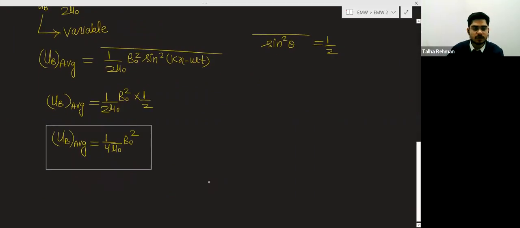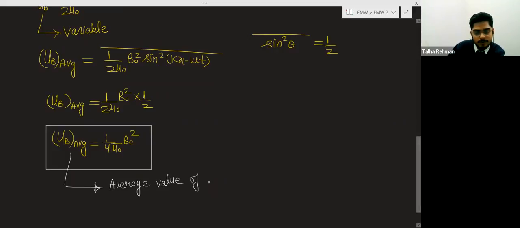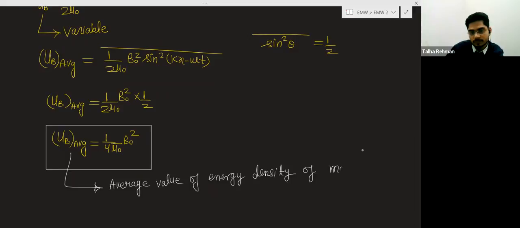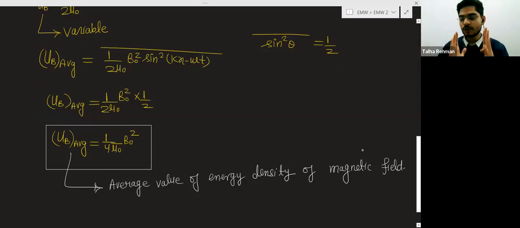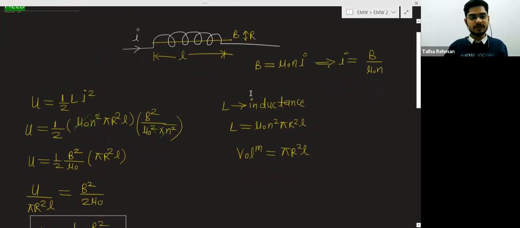What is this average value of energy density of the magnetic field? Energy density means energy per unit volume. In unit volume, what is the amount of energy contained?